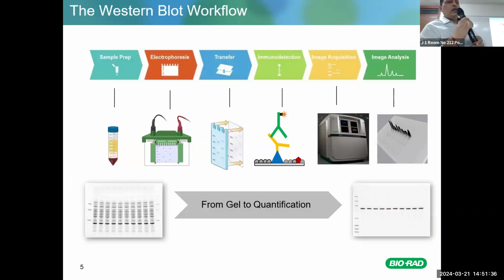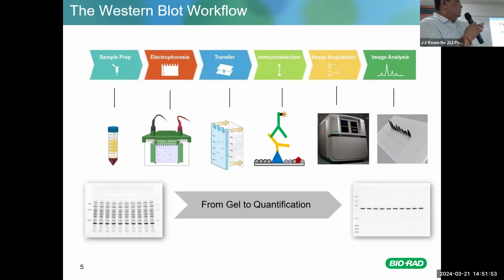So ultimately this is the workflow for any Western blotting experiment. And in Western blotting you can use chemiluminescence, fluorescence, and colorimetry also. There are different ways, and different labs do it according to the instruments available in their lab.